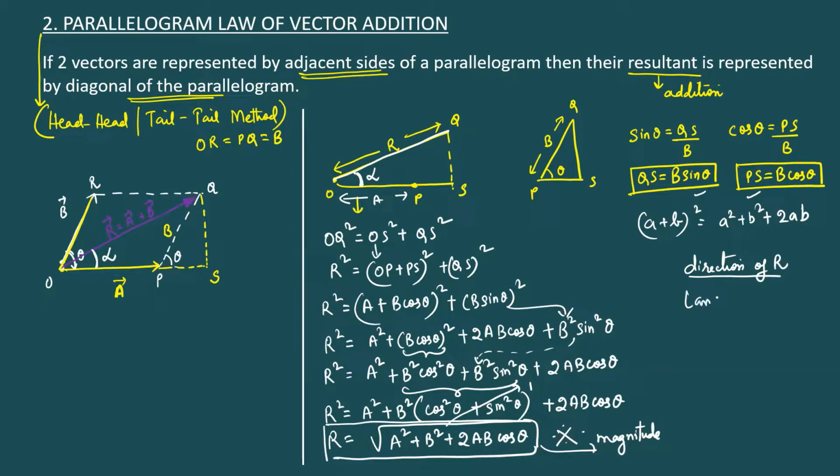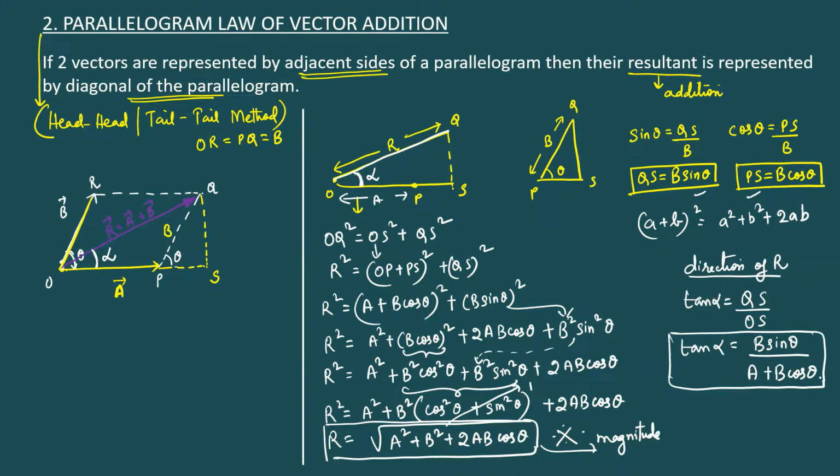So tan alpha from the figure is going to be opposite, which is QS, by adjacent. Adjacent is nothing but OS. So how much is QS? We have already seen QS is equal to B sine theta. So it's going to be B sine theta divided by OS, as we had split OS as OP plus PS. OP is nothing but A and PS is nothing but B cos theta. This is the formula for direction of the resultant. You need to specify how much angle the resultant is making with the base. So alpha is with respect to the A vector. You can also take B vector, it doesn't matter. I have taken it with respect to the A vector.